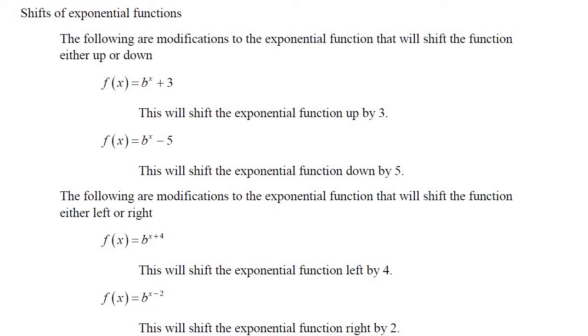The modifications that will shift my exponential function left and right are the following. If f of x is equal to b raised to the x plus 4, notice the plus 4 is inside of my exponent, whereas up here the plus 3 was not inside that exponent. So if the plus 4 is inside the exponent, this will shift my exponential function to the left by 4.